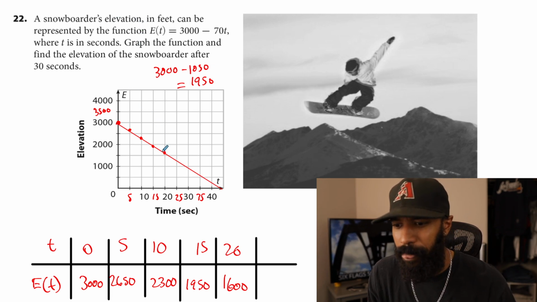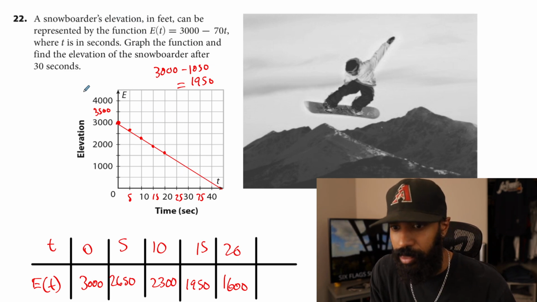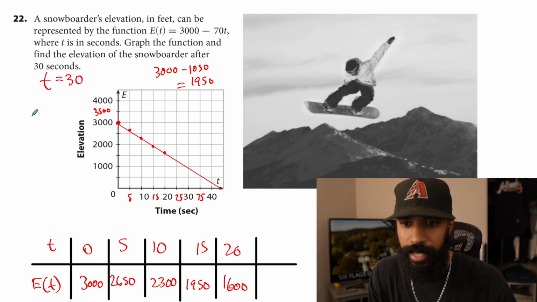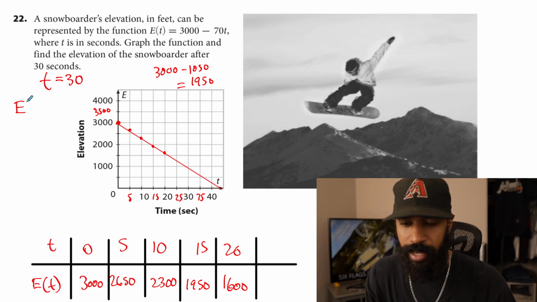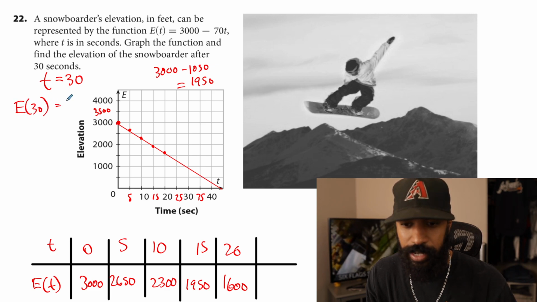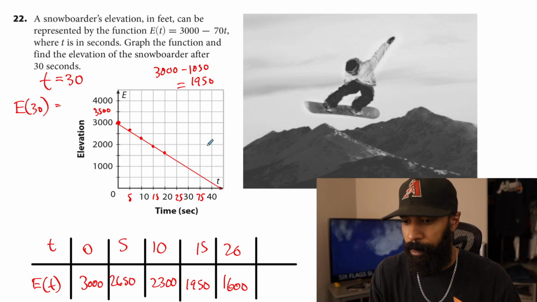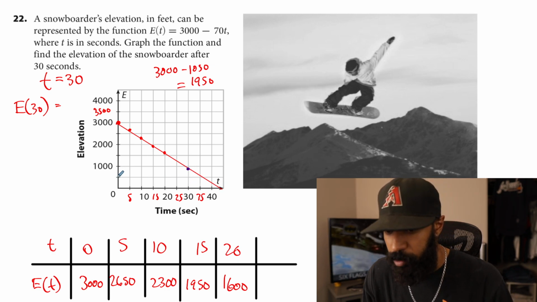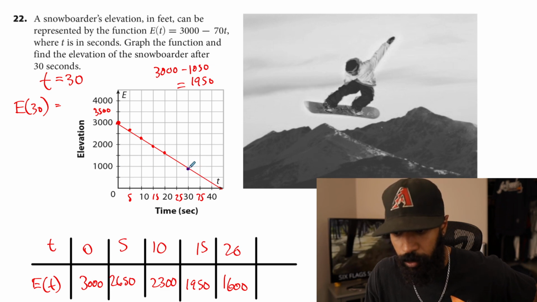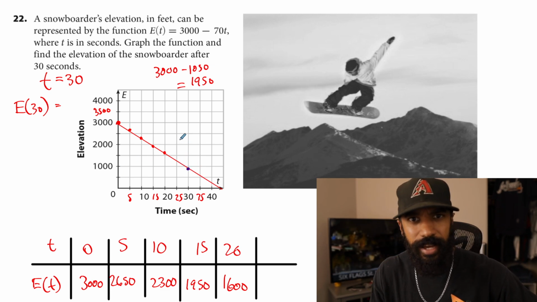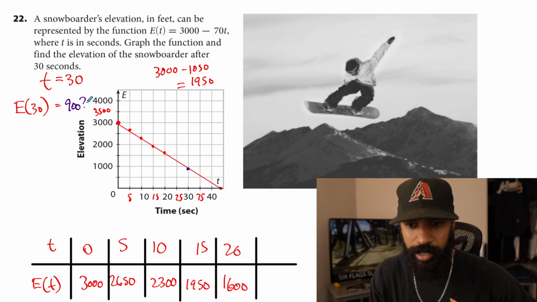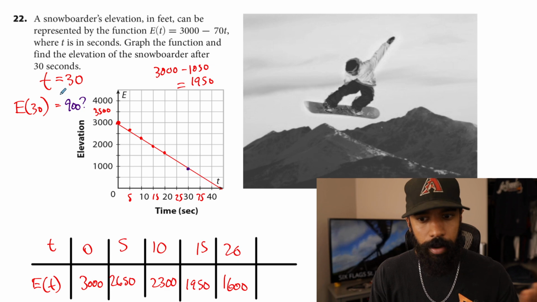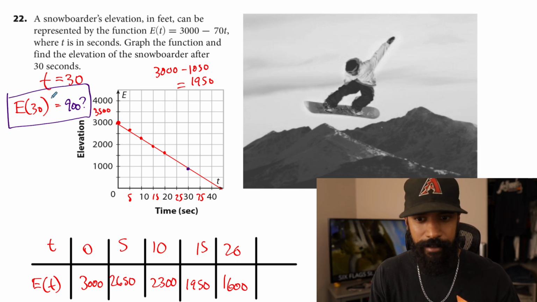Jeez. Okay, 30 seconds. What is it at after 30 seconds? That's when t equals 30. What is e of 30? What is the elevation at 30 seconds? Here's the 30. Go up here. That's probably around, it's between 500 and 1,000, a lot closer to 1,000. Probably around 900. Probably 900-ish. 950, 925, I don't know. Well, it's with 70s. Probably around there. That's using the graph to do that.